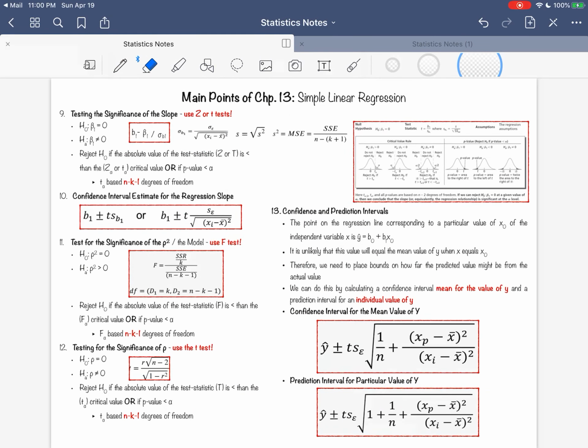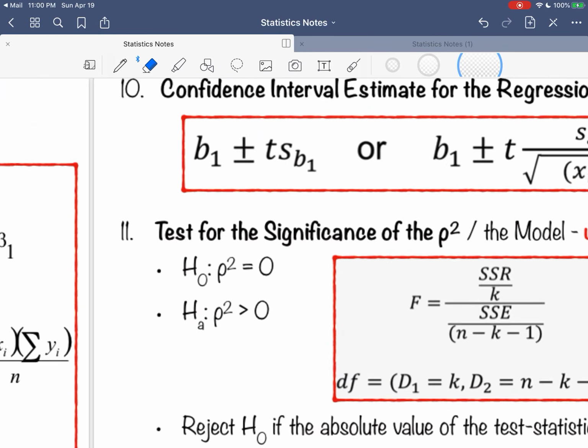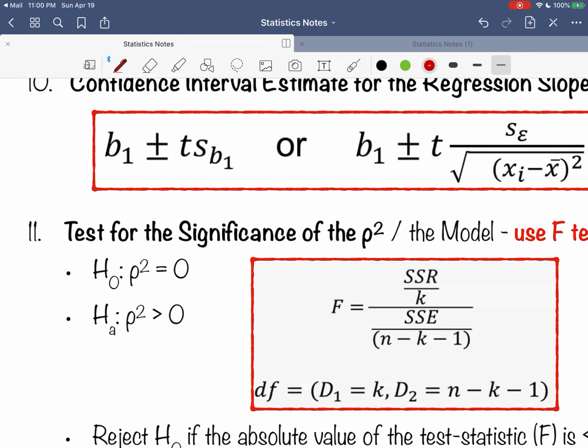Next, what you can do is test for the significance of the model, or when it's simple linear regression, it's the test for R squared. So is R squared significant? As always, we start off with a hypothesis. We're going to set up our hypothesis like this. It's going to equal 0 or greater than 0, obviously because rho can never be less than 0.